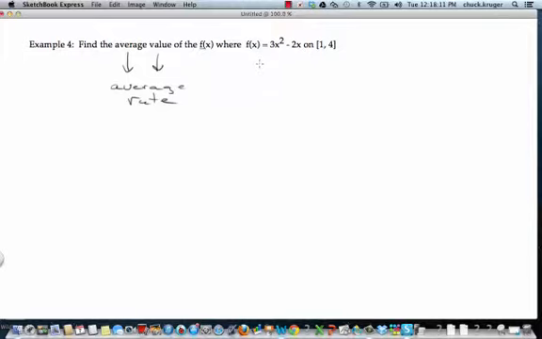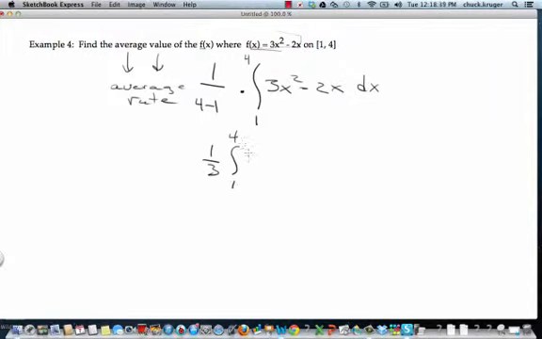And what you're going to do here is you're going to integrate my function to find the average value of f of x. What's my average of all these values here? So I'm going to integrate from 1 to 4 of 3x squared minus 2x dx. And I'm going to multiply that by 1 over 4 minus 1, which is my 1 over b minus a. So this is going to be 1/3 times the integral from 1 to 4 of 3x squared minus 2x dx. Okay, so what does that look like?